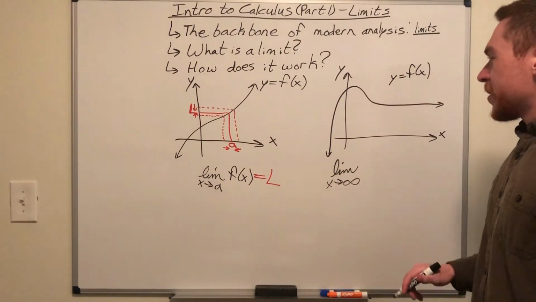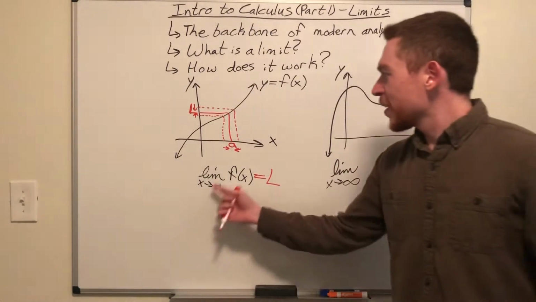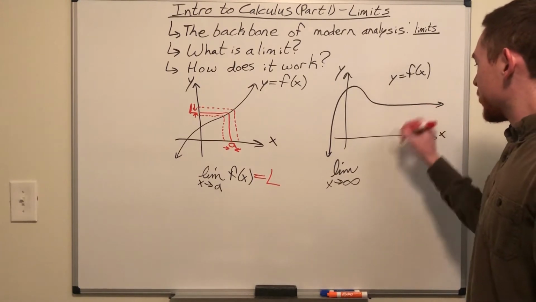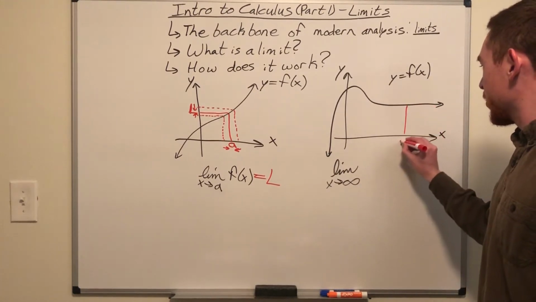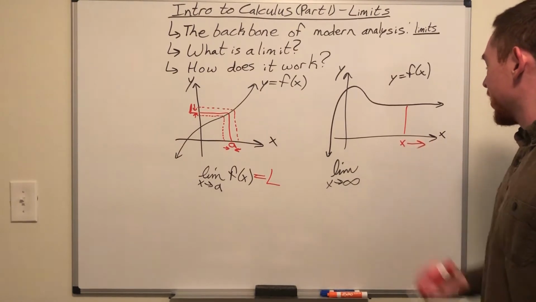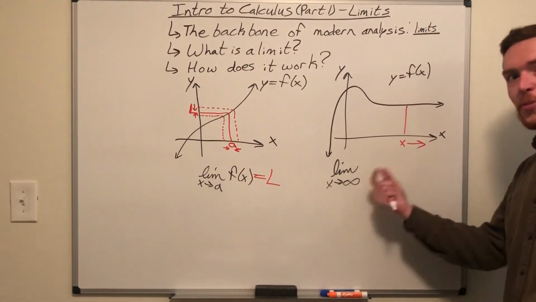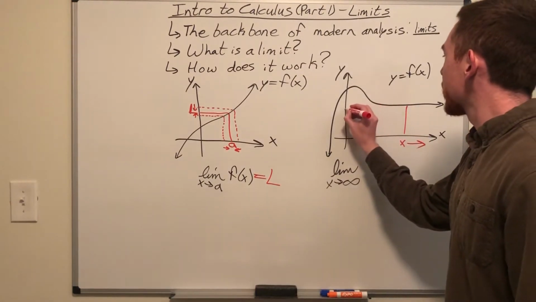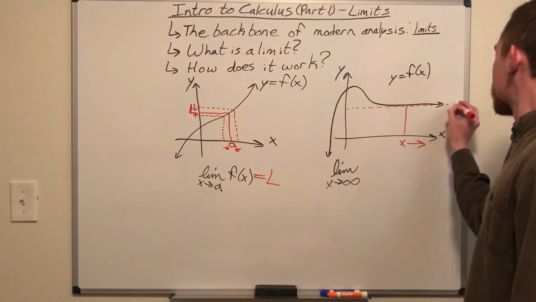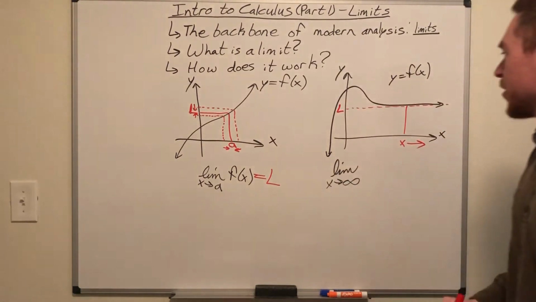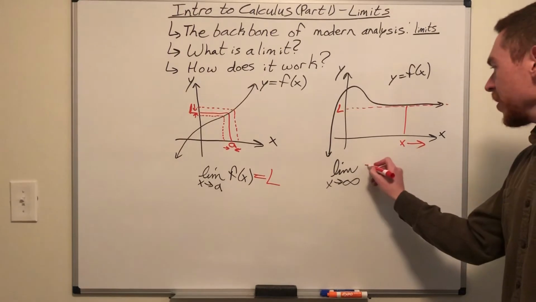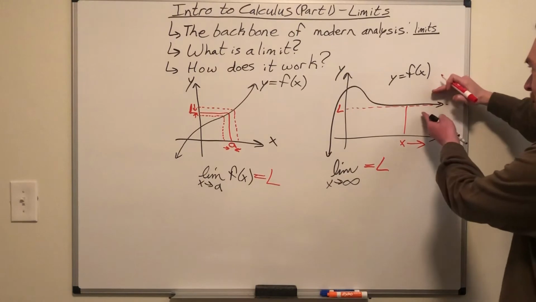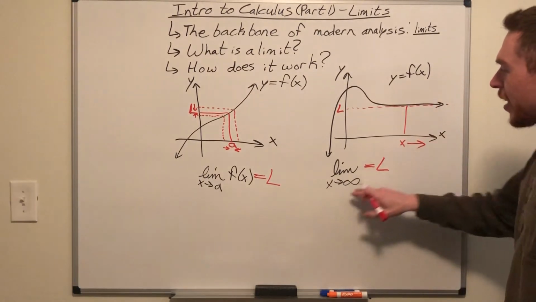So basically I do a similar thing. I want my x values to get close to that value. So if I want my x values to get close to a, or close to infinity, I basically need to look at large x values and then basically increase them. What happens as my x values get bigger and bigger? Well, notice as my x values get bigger and bigger, this function gets closer to this red line. So again, let's call that L.